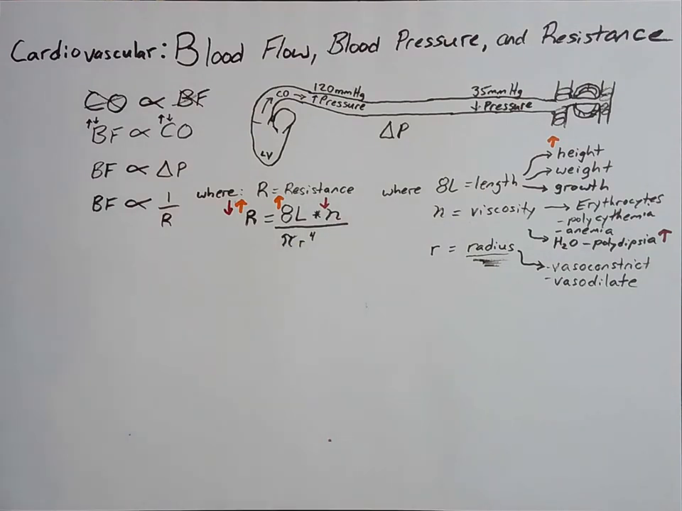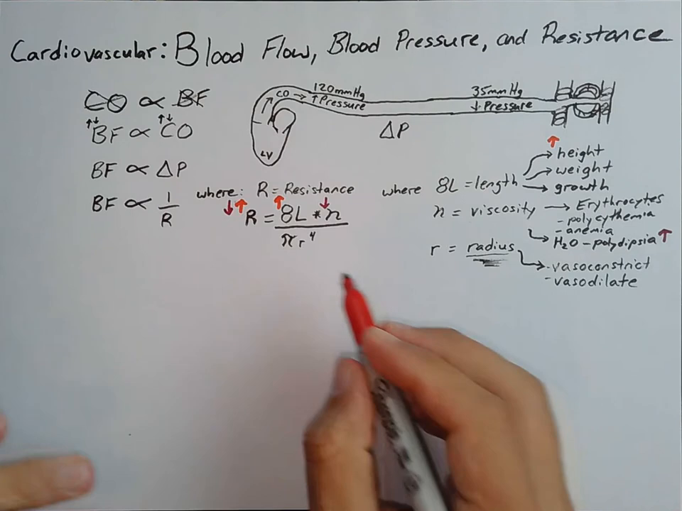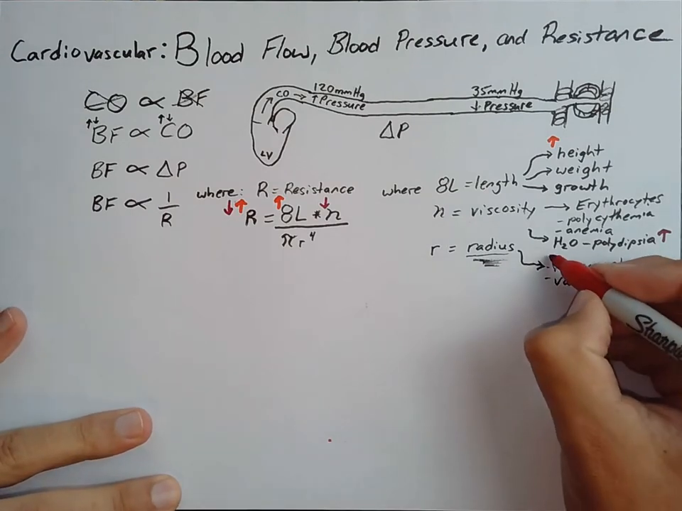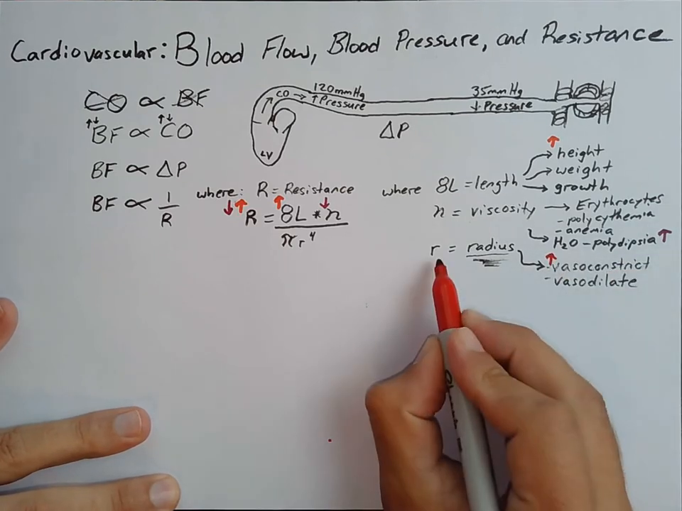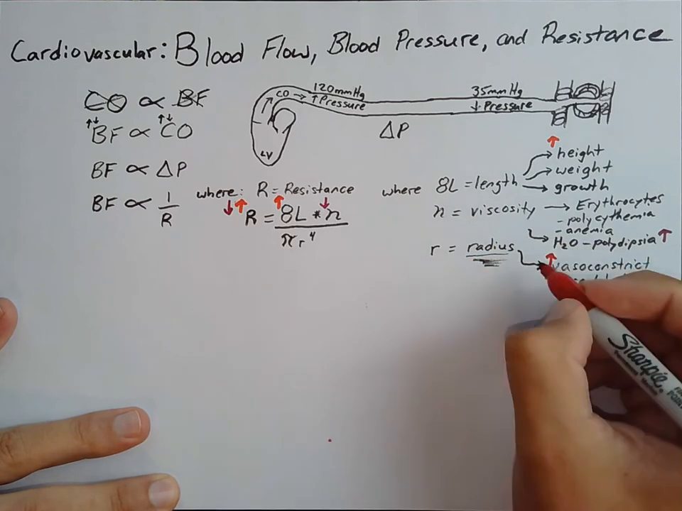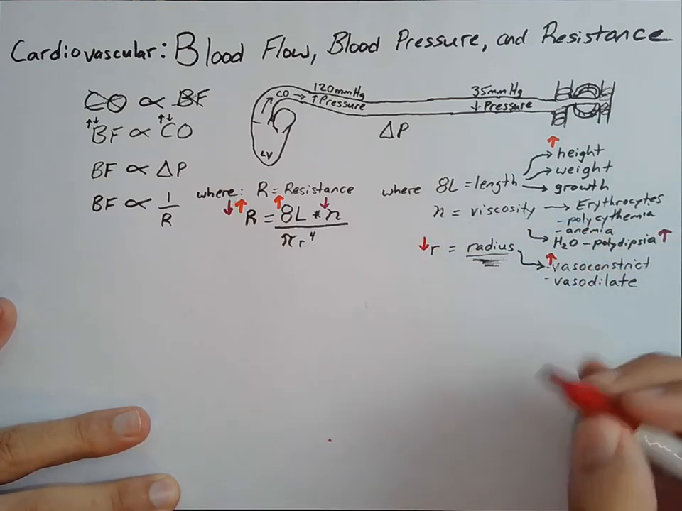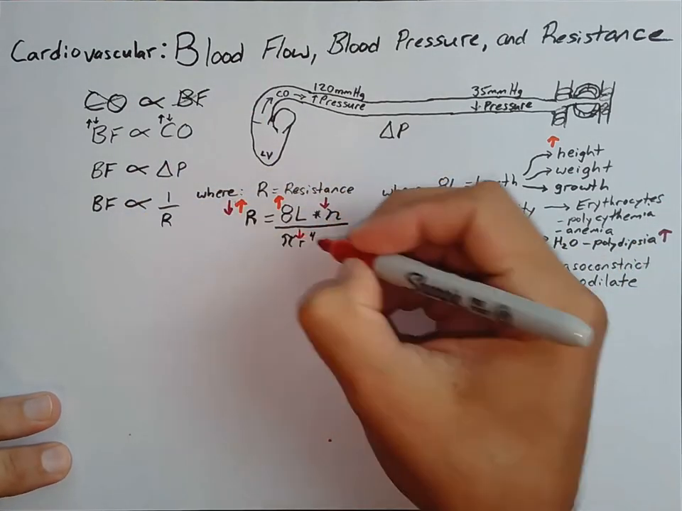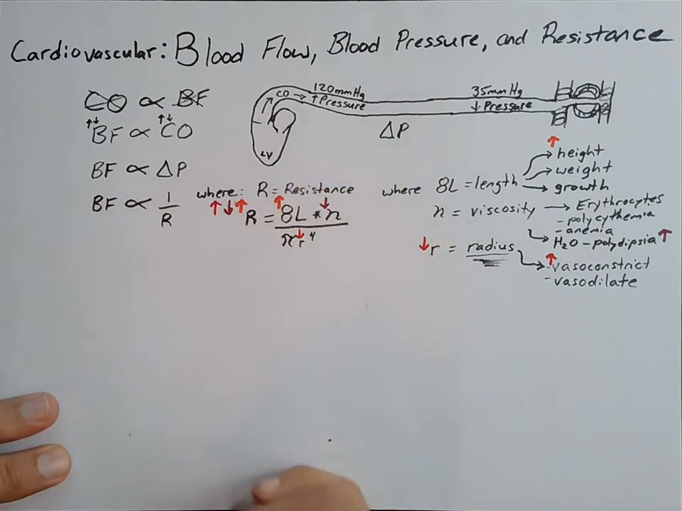Now, last one but not least, actually the most important of these factors is R to the fourth. And we'll draw out what the fourth means in just a second. But let's go ahead and vasoconstrict. So if we increase vasoconstriction, what happens to the radius? As you increase vasoconstriction, you decrease the radius. Remember, it makes the tube smaller. And as you decrease that radius, what happens to the resistance? It will increase.